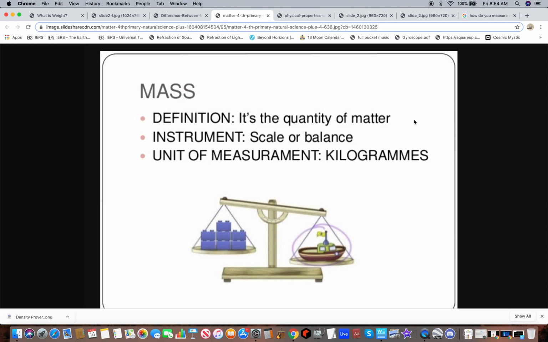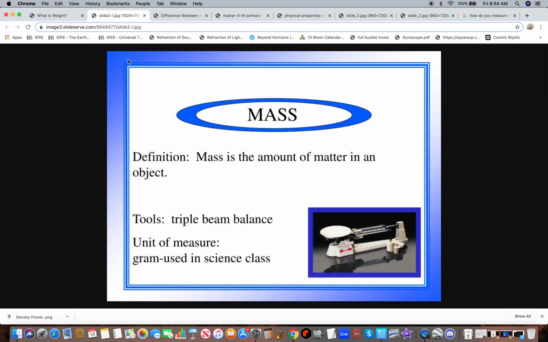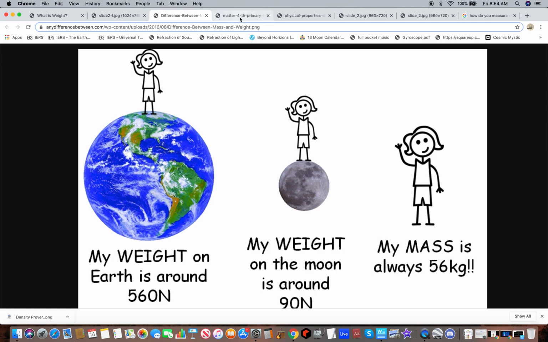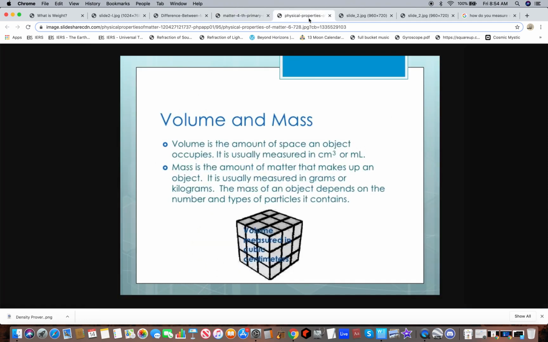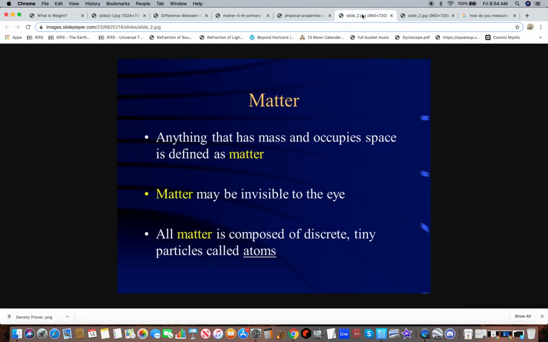Here is defined as the quantity of matter, and there is the amount of matter in an object. So it's the amount of matter in an object, the quantity of matter, and we have the amount of matter, right? So they're kind of similar, but not the same exactly. Now, matter: anything that has mass and occupies space is defined as matter. Okay, so anything that has mass and occupies space is defined as matter.